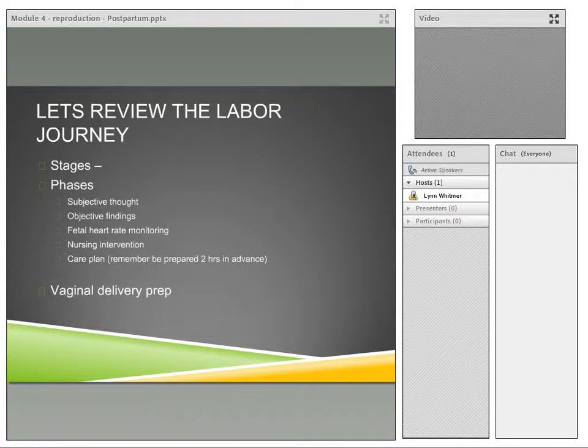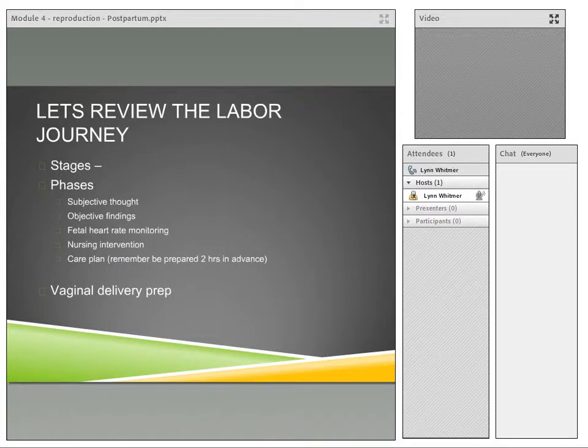What I always like to tell my students is, in labor, we always have to be prepared 2 hours in advance so that you can anticipate any problems that might occur, how you're going to intervene, and what steps you'll take. And hopefully those bad outcomes don't occur, but if they do, then you have a plan.